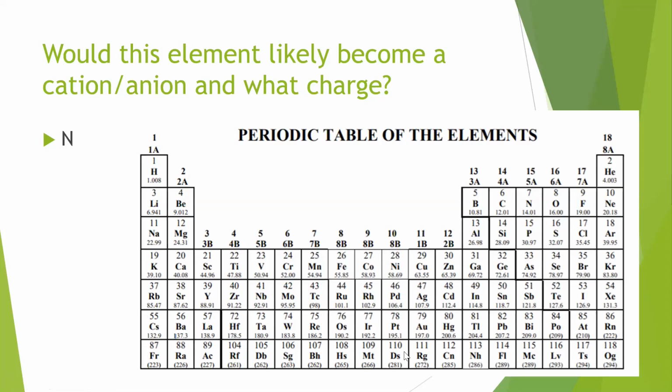If you guys are having a difficult time finding the element, well, this gives you a good exercise. Nitrogen is right here. So the first thing you should be asking is how many electrons are in the outermost shell. And then after that, you need to determine which charge it should possess.